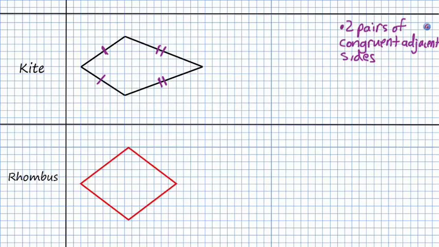Another important thing is that a kite is never going to be a parallelogram. So we know that it has two pairs of congruent adjacent sides, and it is not a parallelogram, so the sides will not be parallel to the opposite side. Then something else that I know is that the diagonals are perpendicular.